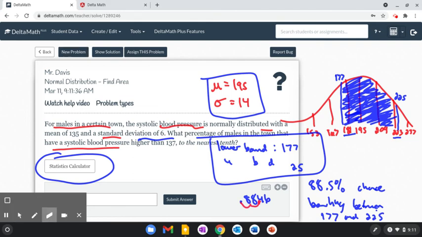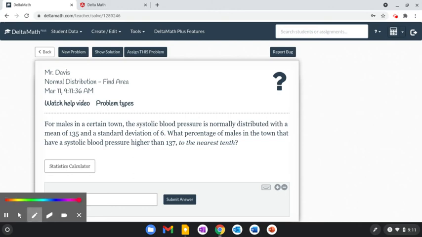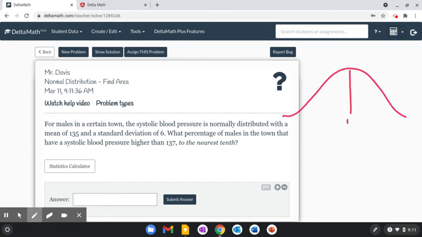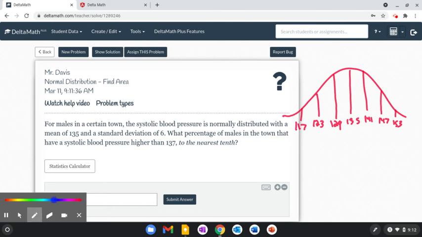Let's clear our screen here. Okay, so this one is talking about systolic blood pressure being normally distributed. So if we were to draw our curve here, normally distributed with a mean of 135, standard deviation of 6. So we'd have 141, 147, 153. And this way we would have 129, 123, and 117. And it asks what percentage of the males in town have a systolic blood pressure higher than 137. So 137 occurs right here.